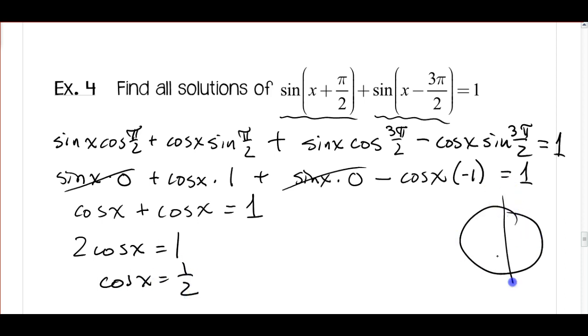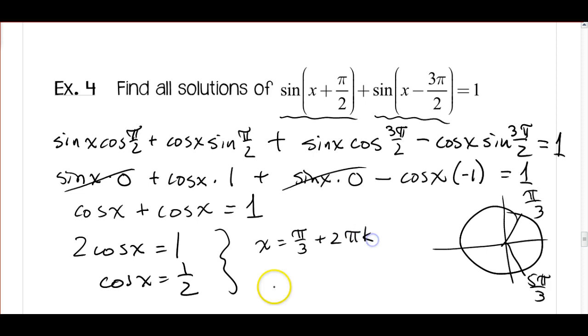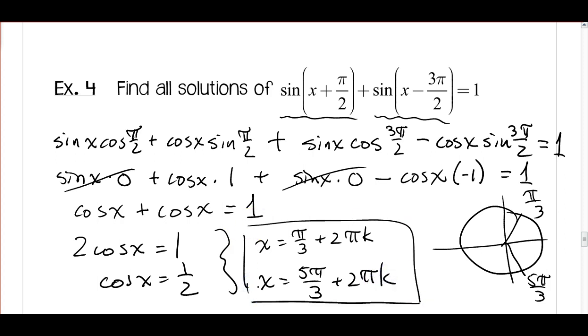So if we look at our unit circle, we know the cosine is 1/2 at pi over 3 and 5 pi over 3. So we end up with x is equal to pi over 3 plus 2 pi k, and x is equal to 5 pi over 3 plus 2 pi k. So nice problem because it combines stuff from section 5.3 and section 5.4. Again, if you have any questions, make sure that you write those down and you ask me. Otherwise, we will see you in the next video.